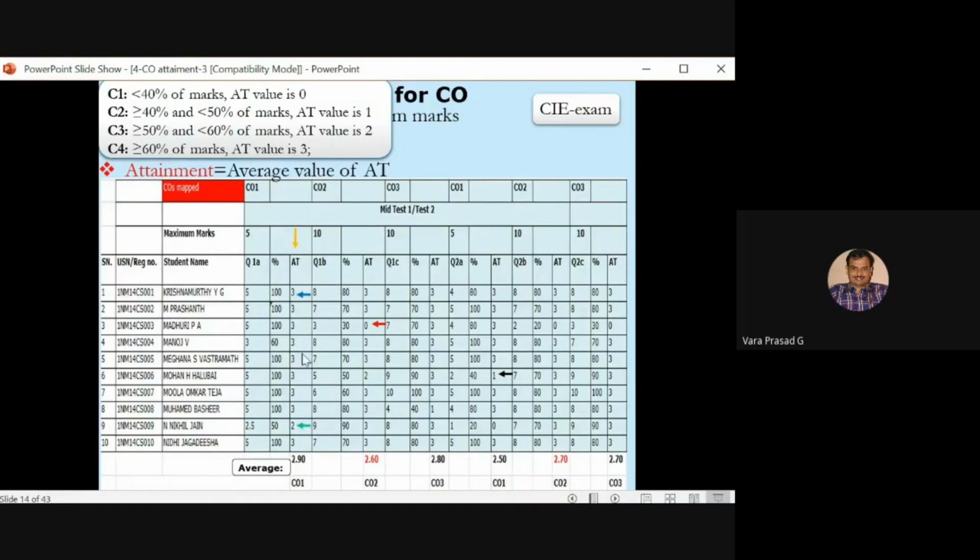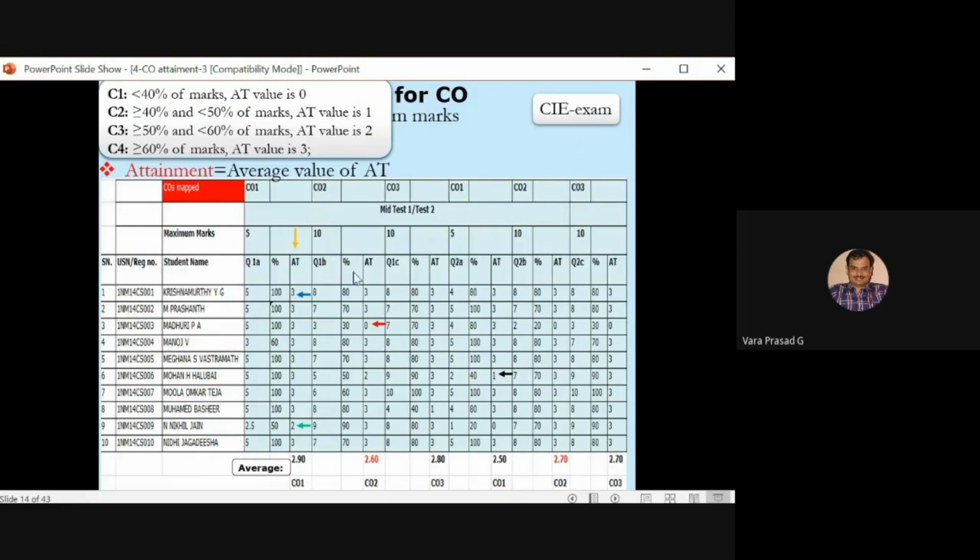Now my objective is that I want to take the average value here. When I take the average value here, how much am I getting? 2.90. In the sense, except this student, everyone has scored 3 points. So it is 2.90. Now I will take one more example here.